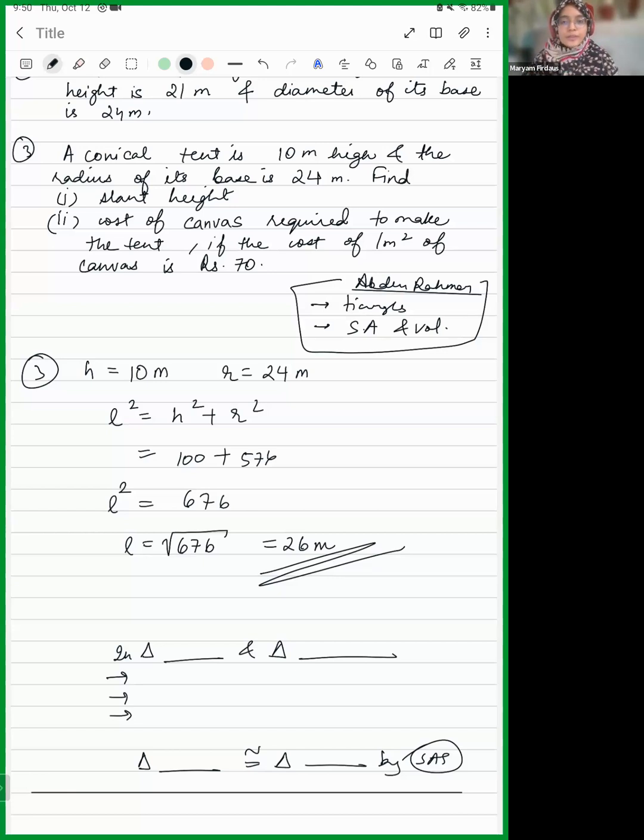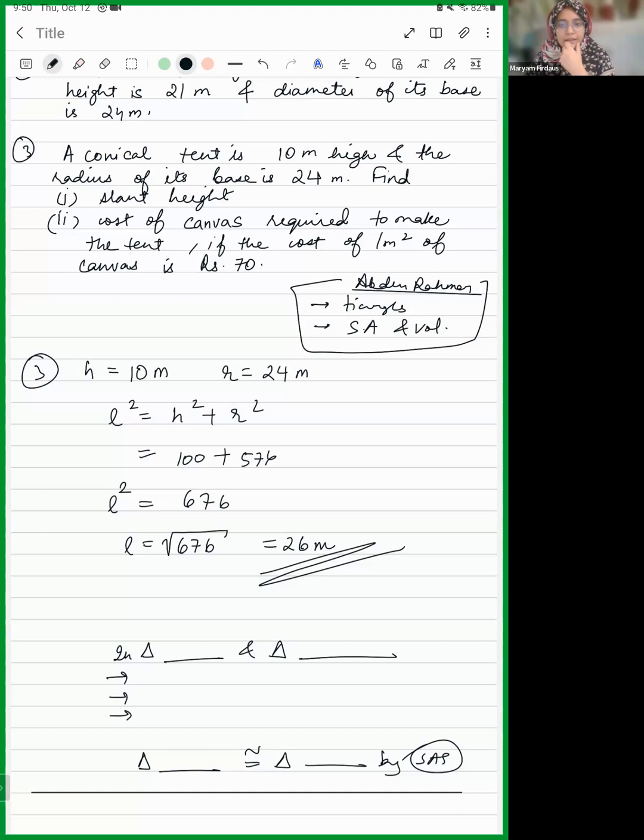Cost of the canvas required to make the tent. So what do you have to do in this? Can anyone tell me? Pi into r into l. First, tell me what does it mean? What do we have to find out? They are asking us to find out the cost of canvas required to make the tent.